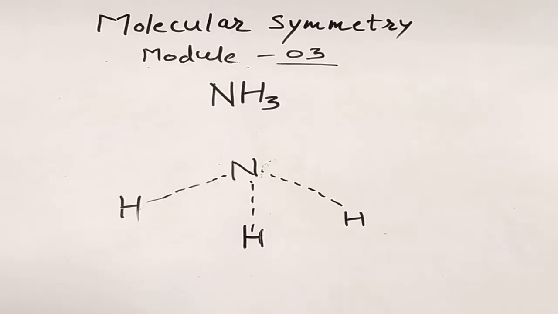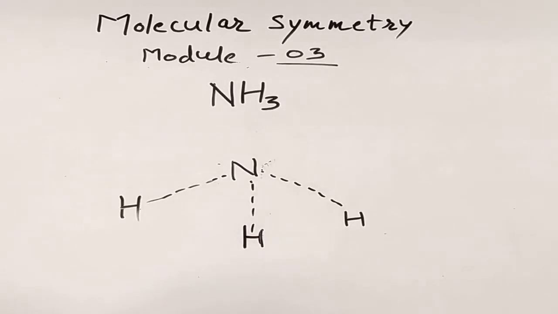Come to another example, another molecule, that is ammonia. What is the geometry of ammonia? We all know it is pyramidal, trigonal pyramidal. The molecules that we have seen till now are two-dimensional molecules. Water, BF3 is a planar molecule, that is two-dimensional, and PtCl4 was a planar molecule, that is two-dimensional. But ammonia is a three-dimensional molecule, having the trigonal pyramidal structure.